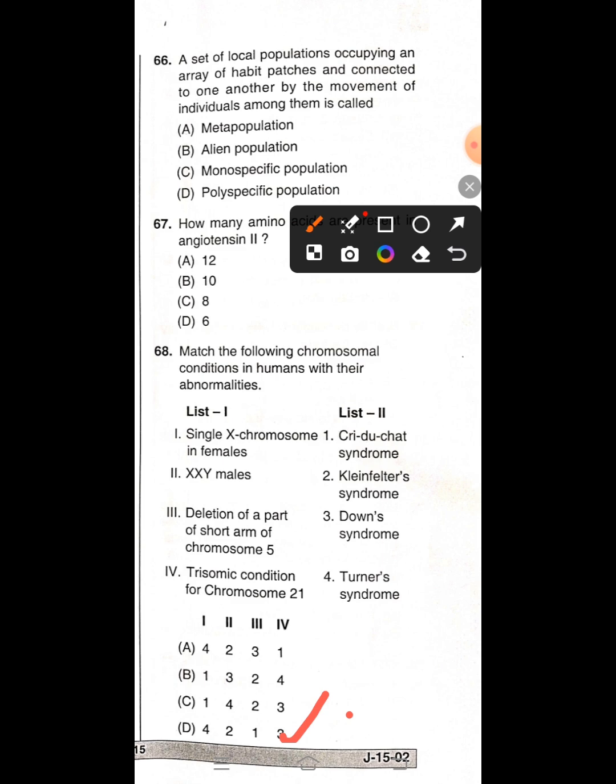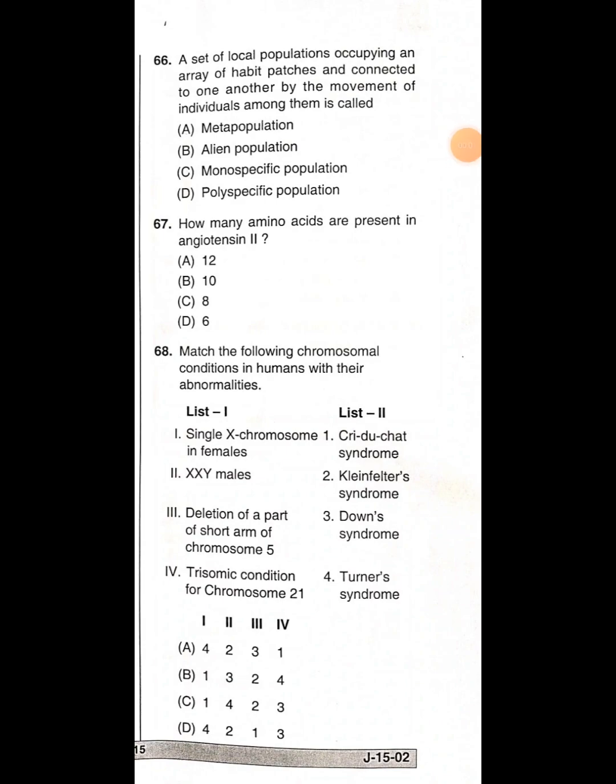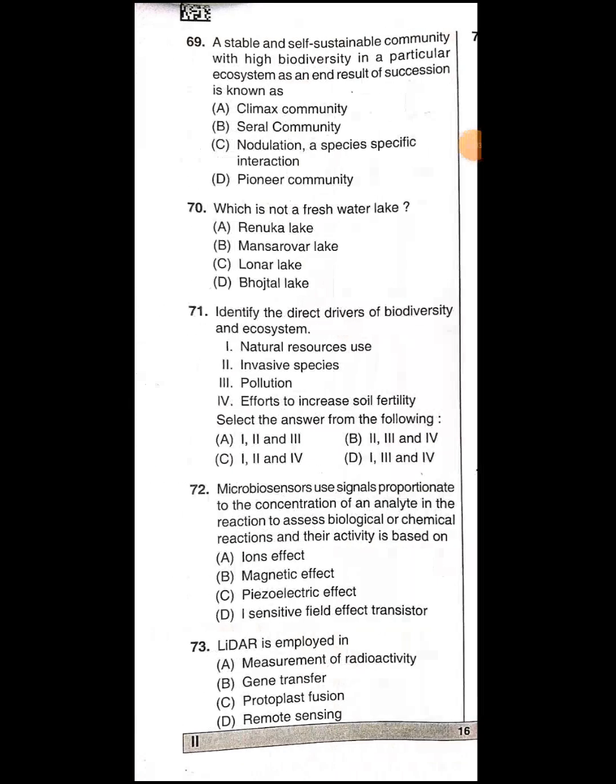Single X chromosome in females leads to Turner syndrome. XXY males is nothing but Klinefelter syndrome. Deletion of a part of short arm of chromosome 5 is related to Cri-du-chat syndrome. Trisomic condition is nothing but Down syndrome. Okay, let's see the next question.